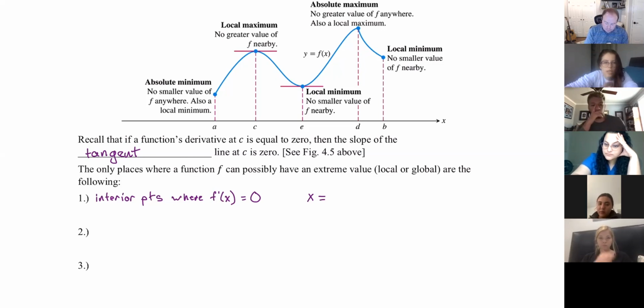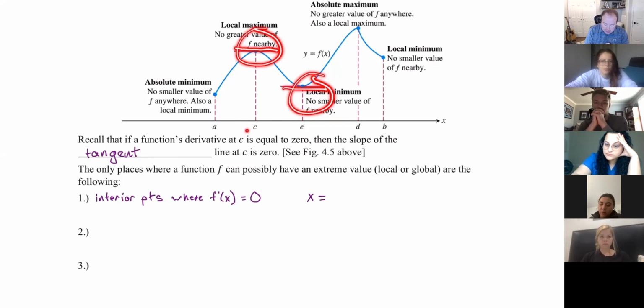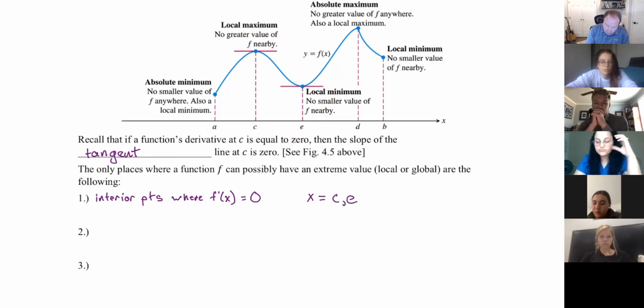At the local max and local min. So right here and right here. And more specifically, notice that that's our horizontal tangent line. This is occurring at x equals c and x equals e. So we have the scenario where you could have an extreme value occurring at interior points where the derivative is equal to 0, where there's a horizontal tangent line.